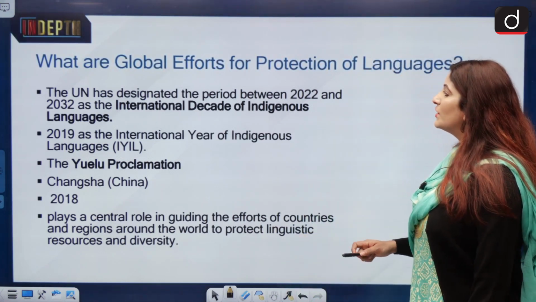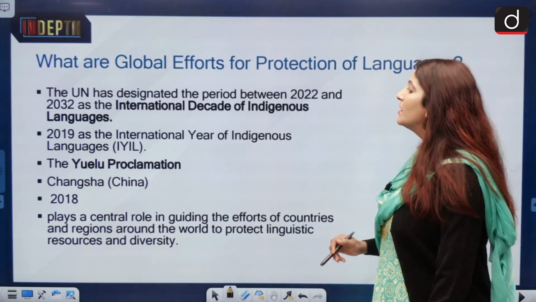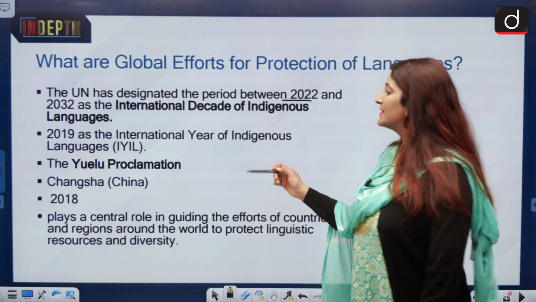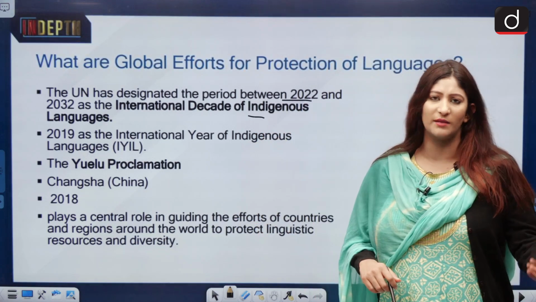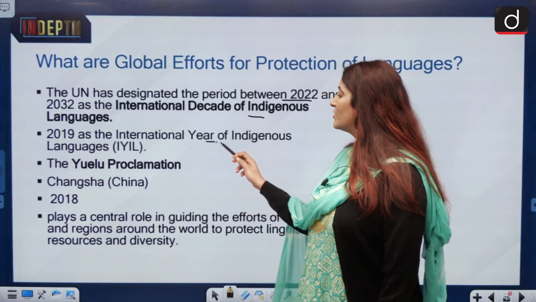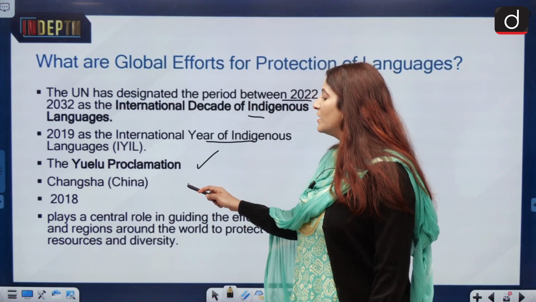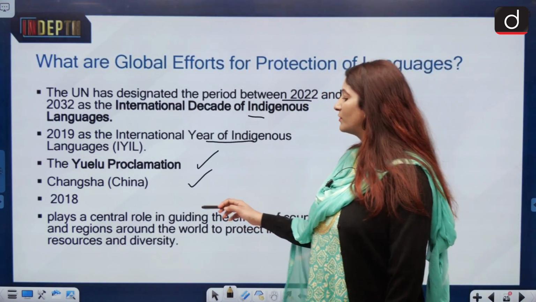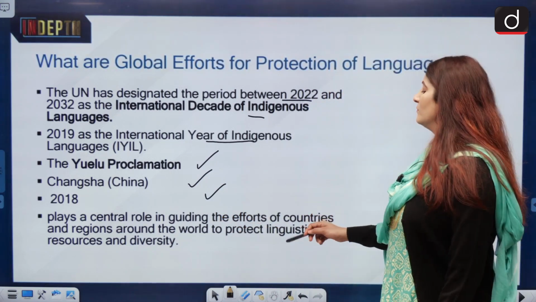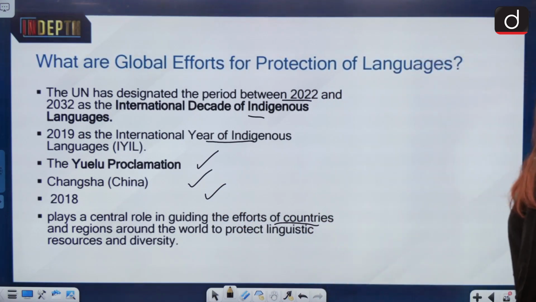So there are many global efforts that have been undertaken in order to conserve the mother tongue. The UN has designated the period between 2022 and 2032 as the International Decade of Indigenous Languages, that means mother tongue only. Also, UNGA celebrated 2019 as the International Year of Indigenous Languages. There was also the Yuelu Proclamation, proclaimed in Changsha, China in 2018. And this proclamation plays a central role in guiding the efforts of countries and regions around the world to protect the mother tongues and the diversity as well.